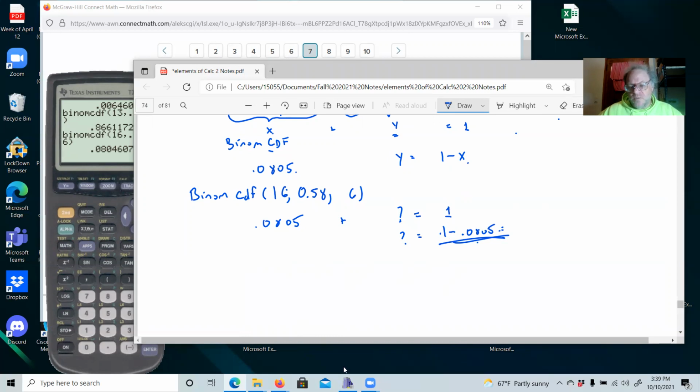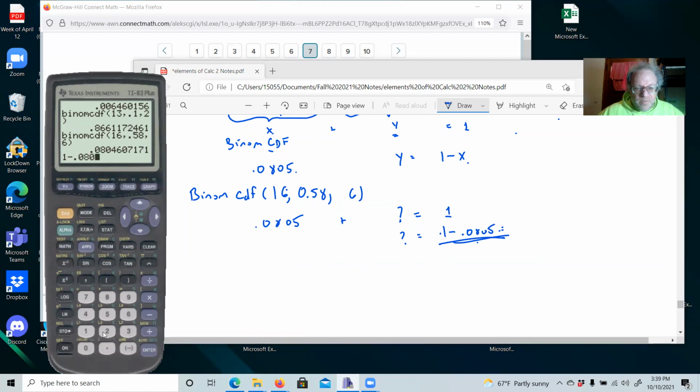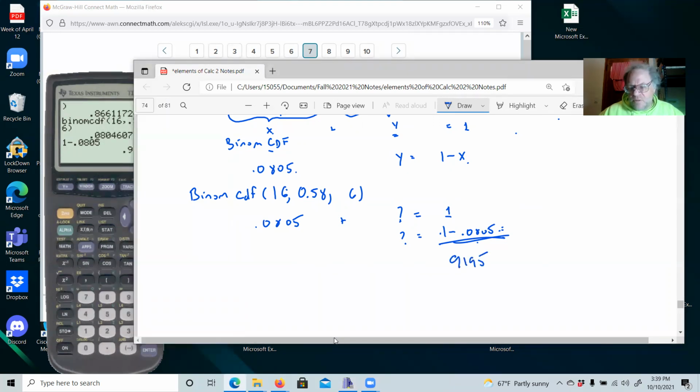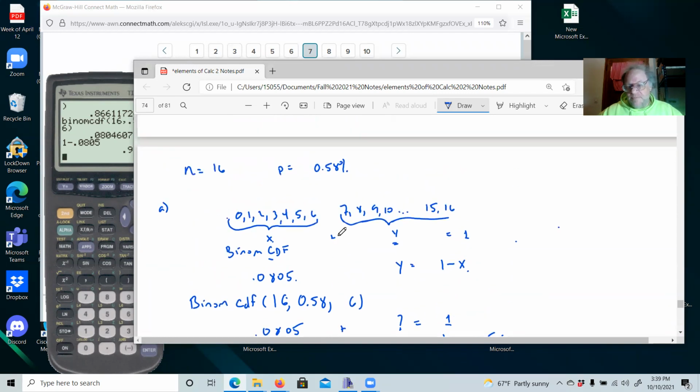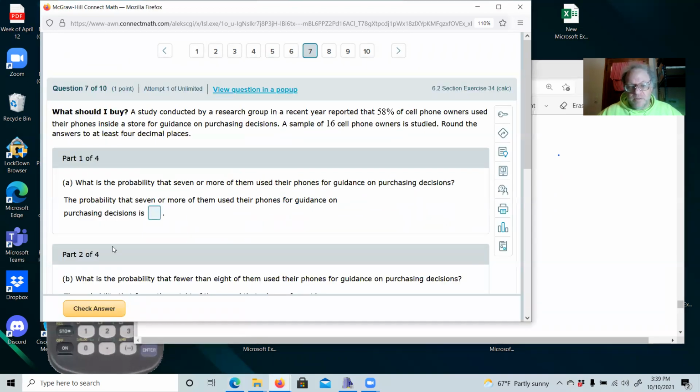So what we're going to do is get on our calculator. 1 minus 0.0805. Okay, 0.9195, so about 91.95 cents. That's what we want. So this is the probability that 7 through 16 of the people decided to use their phone for a purchasing decision. So 0.9195 for 7 or more.